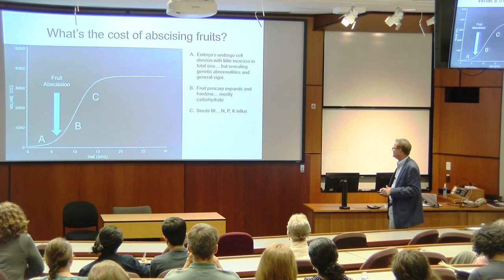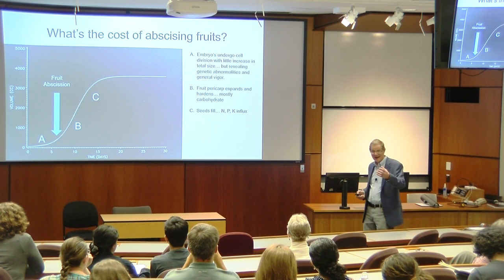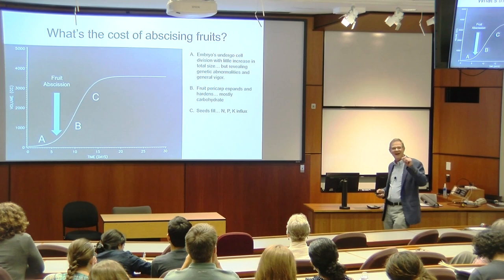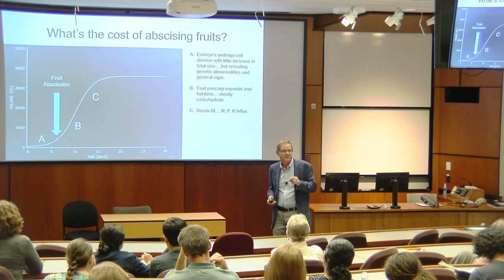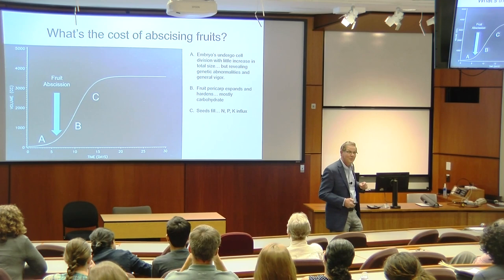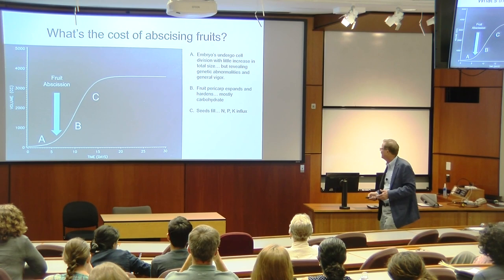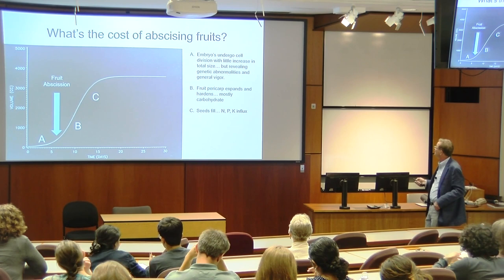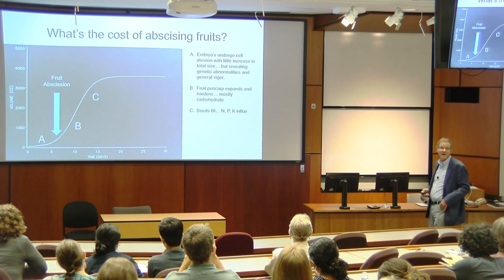In B, the pericarp, that is the fruit part, like the edible part of an apple, enlarges. Okay, so all the resources are going into the pericarp. And in C, the seeds fill. That's when the nitrogen, the phosphorus, and the potassium goes into these fruits. And that's what limits reproduction mostly. You want your plants to grow better, you dump some fertilizer that has N, P, and K onto your plants. Okay. Fruit abscission occurs right in this area, right here. So they've allowed the embryos to reveal any genetic abnormalities or anything of that sort already, right after that occurs.